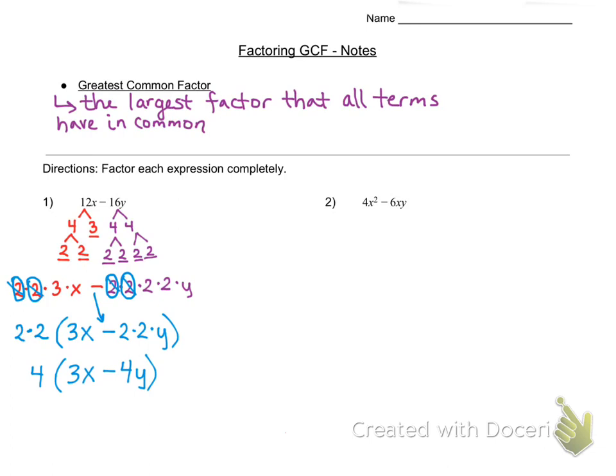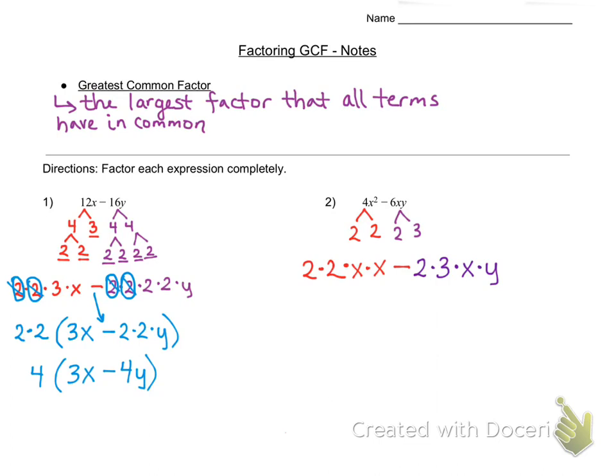Let's try number 2. So for number 2, if we do our tree, we have what two numbers multiply to 4? Well, that would be 2 and 2. And then what two numbers multiply to 6? Well, we have 2 and 3. So if we write out our expression, we have 2 times 2, and then x squared means x times x. Then we have our minus sign. And then for our second term, we have 2 times 3 times x times y.